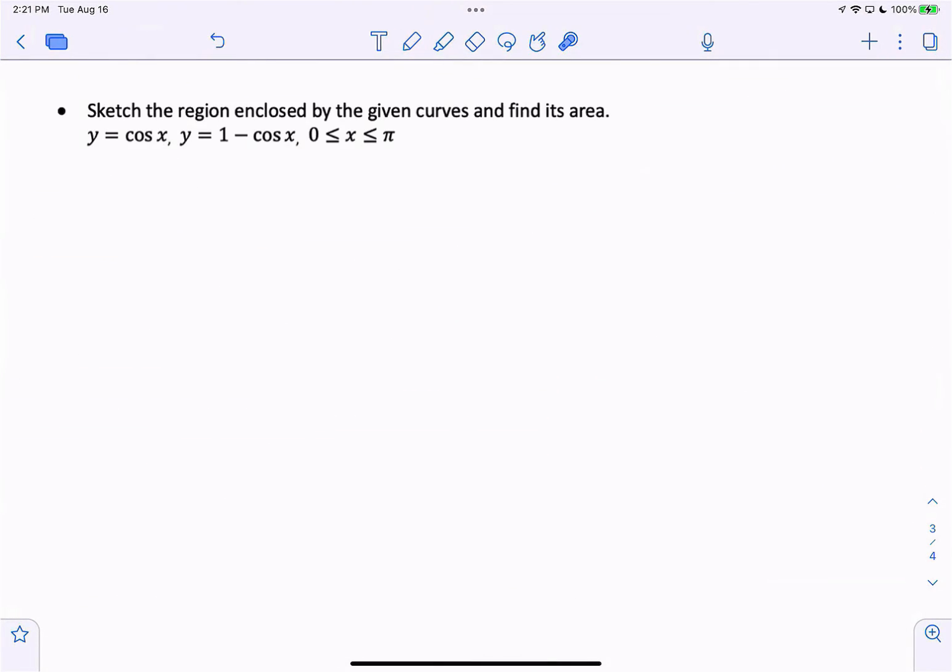With that in mind, I'd like for you to do this problem. Sketch the region enclosed by the given curves and find its area. The curves are y equals the cosine of x, y equals 1 minus the cosine of x, and we're only going for x between 0 and pi. Come back when you're done.